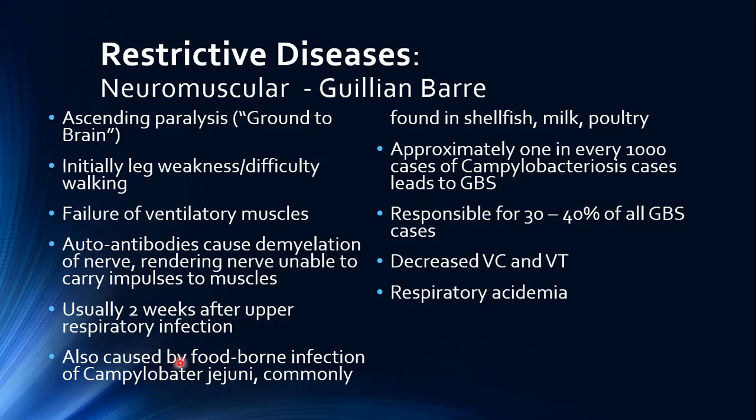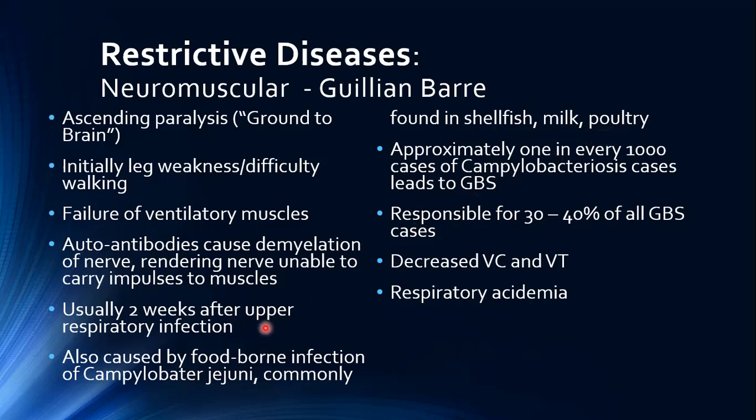It can also be caused by a foodborne infection called Campylobacter jejuni. I'm sure I said that wrong, but you know what I mean. Say this word for me, Ms. Rose, right here. Campylobacter jejuni. There you go. Sounds good to me. That's a foodborne infection. So food poisoning, right? A certain type of food poison found in shellfish, milk, and poultry. All right. So it don't have to be a respiratory infection. You might have ate something or drunk a milkshake or ate some shrimp at Juicy Crab or something like that. Poultry is chicken, you know, turkey, stuff like that.